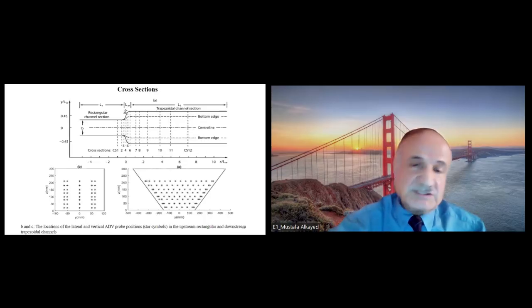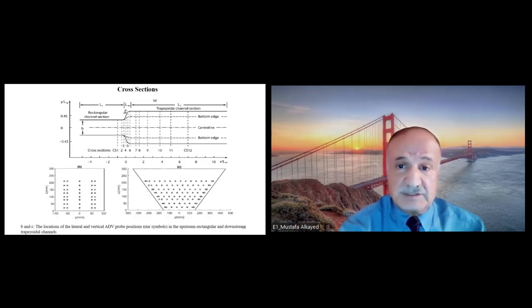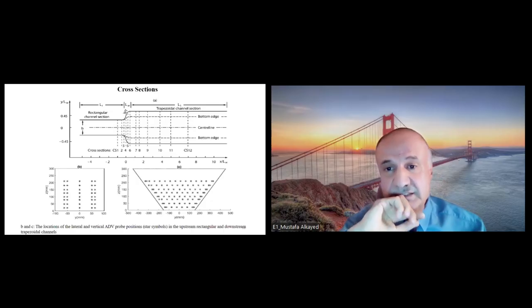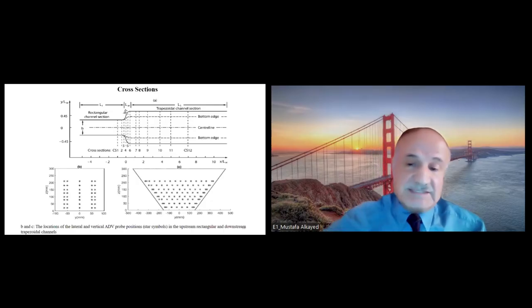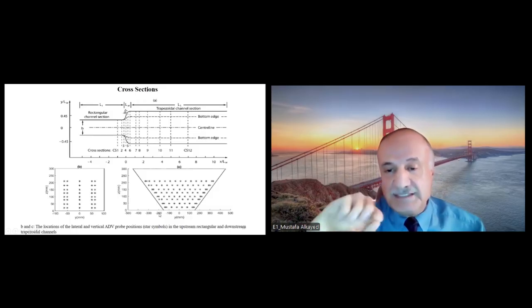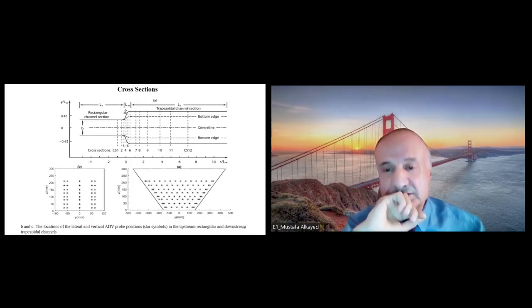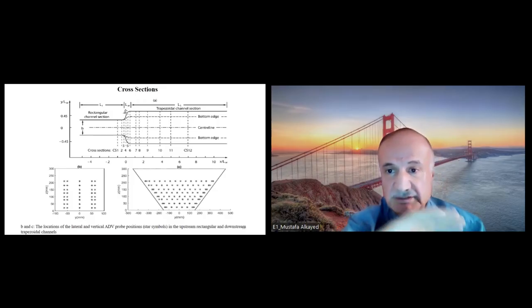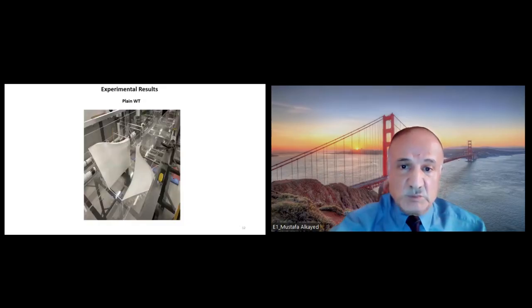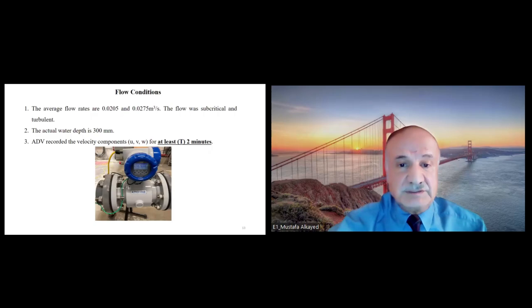Now, for the cross sections, we have 12 cross sections: 3 in the rectangular, 3 in the warp transition, and 6 on the trapezoidal. You can see the stars showing the position of the ADV probe, how we measure, and all these points. We have 840 points in the whole cross sections. So we need to show the results here and see one by one how this warp transition works.